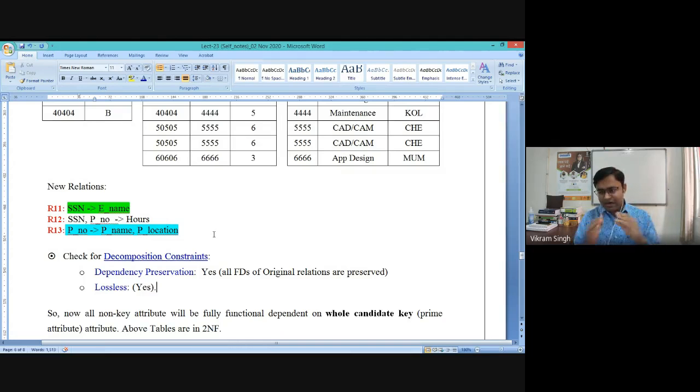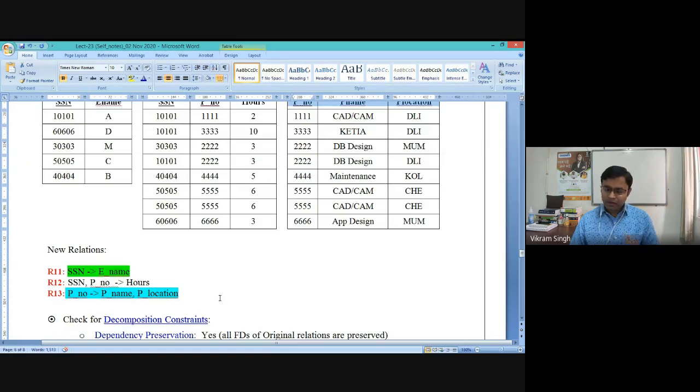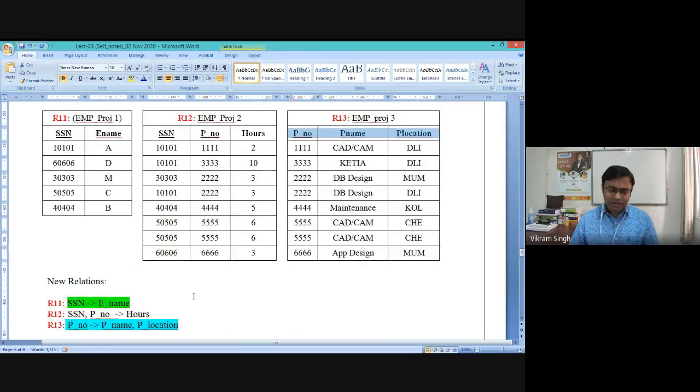उसको normalize किया different tables में, और अब हमने क्या किया है कि R11 में SSN और E number है, E name है. R12 में we have these 3 attributes. In R13 we have these 3 attributes. Now again we have to derive the FDs. So if you derive the FDs, you can clearly claim that in this relation R11 there is this FD called SSN determining E name.